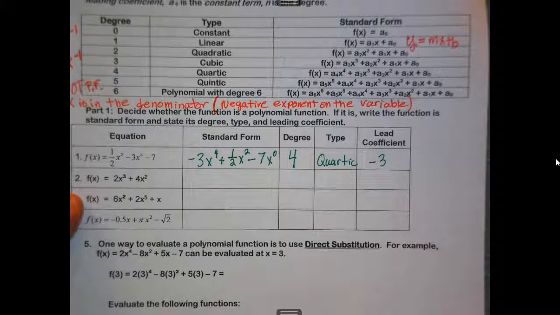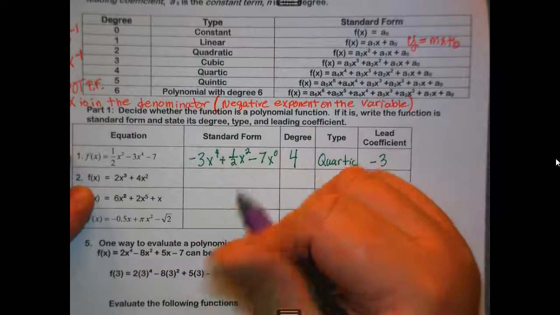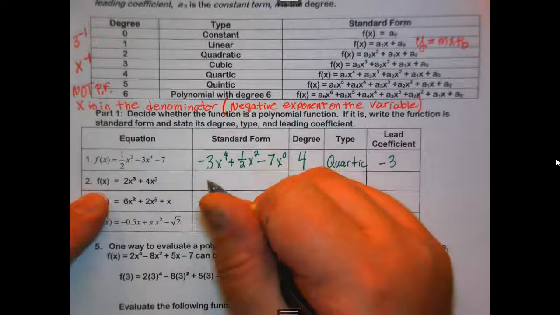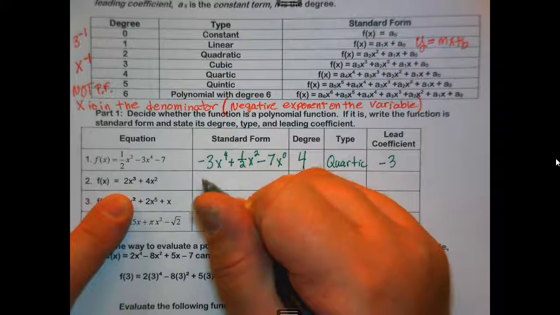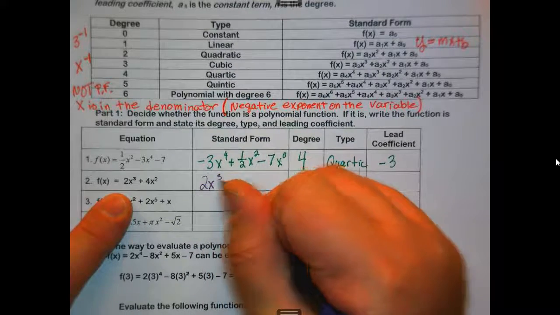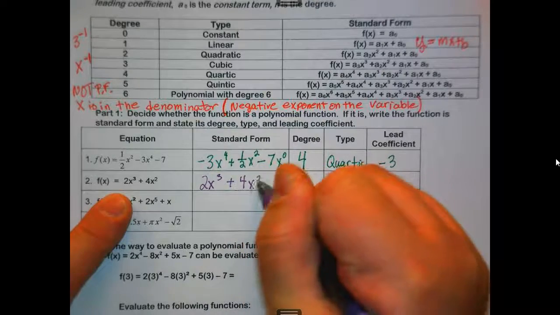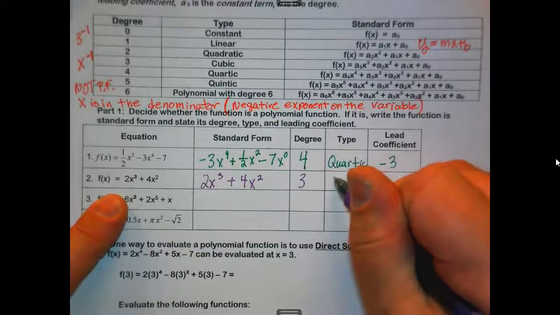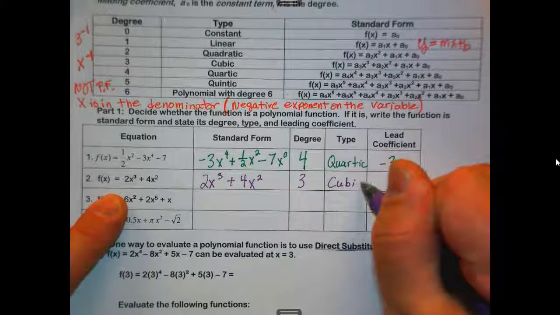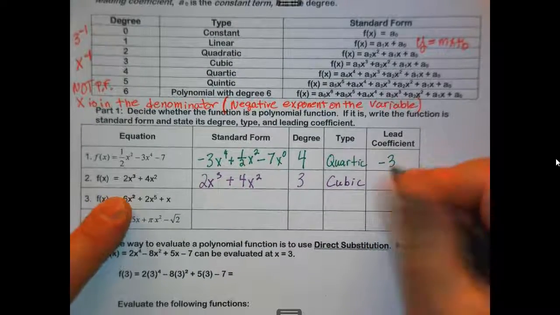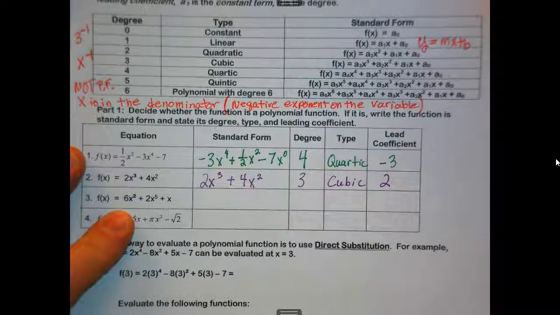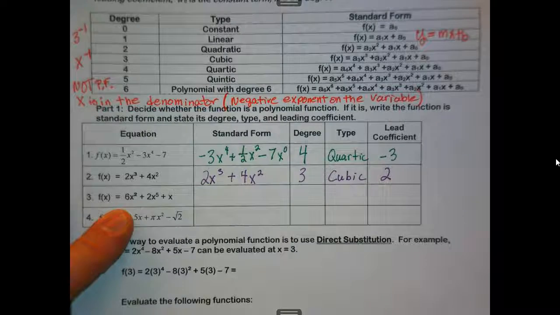Okay, number 2. Is this a polynomial function? Let's put it in standard form. Hey, look, it already is. What's the degree? 3. And what type? It's cubic. And leading coefficient? Number 3, polynomial function.